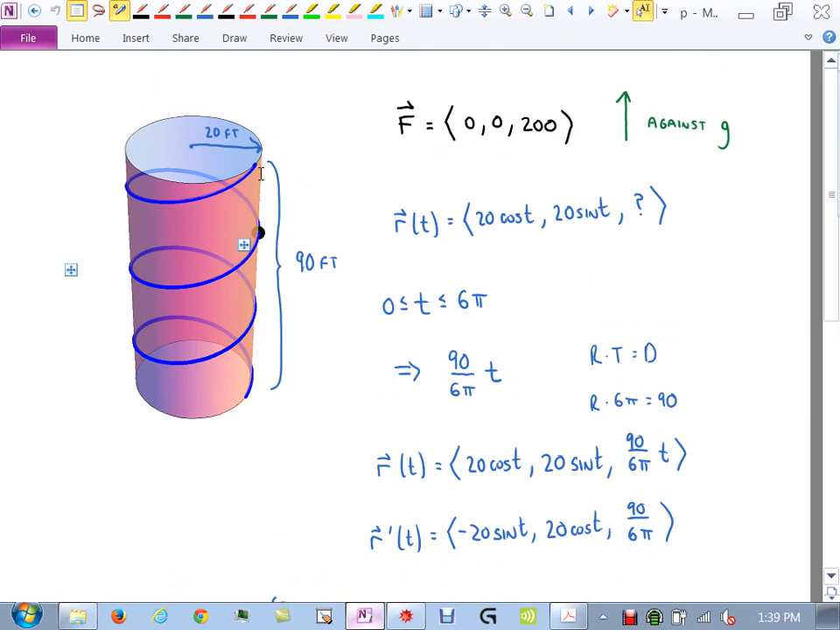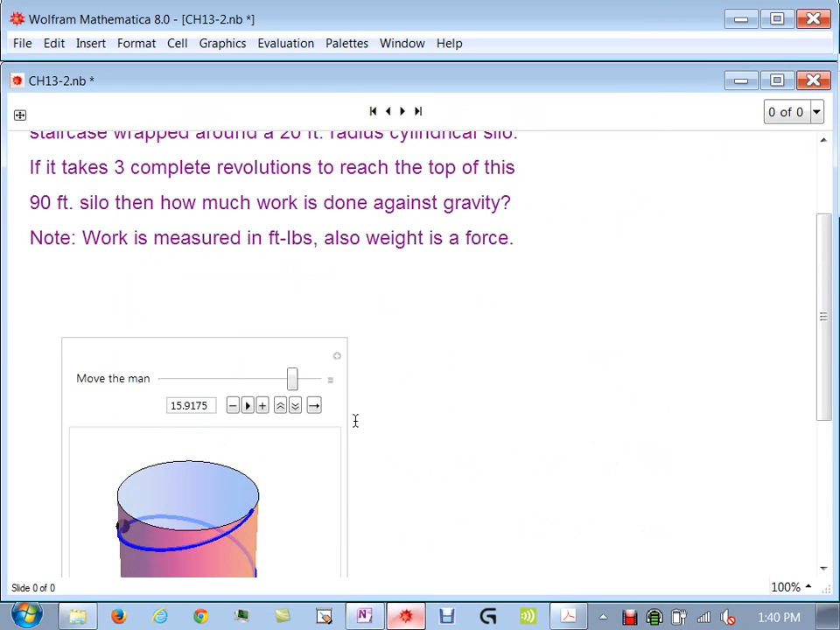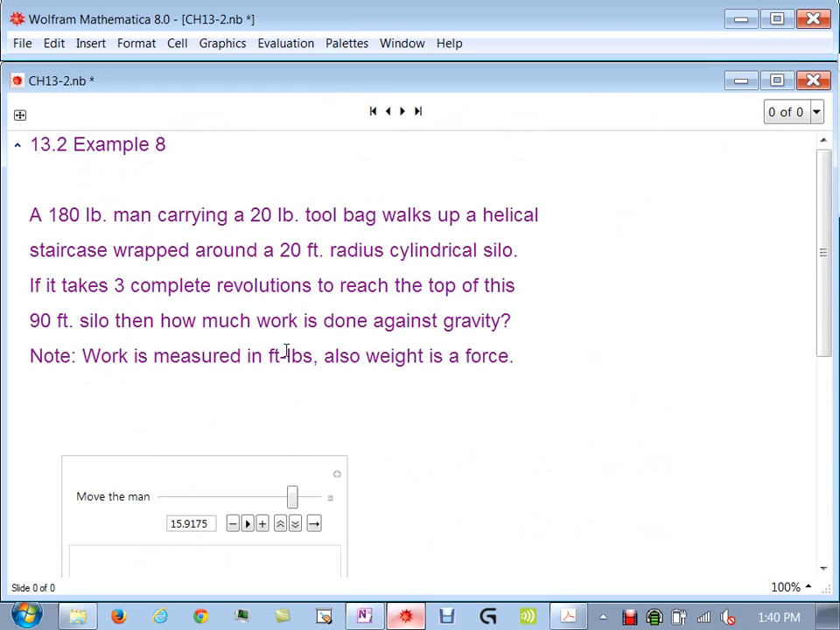So, first of all, the silo is 90 feet high. I was given the word problem. It has a 20-foot radius. Let's start by talking about the field. The only force is gravity. So it's saying find the work. The problem said find the work. How much work is done against gravity? Against gravity. Not by gravity, against gravity.